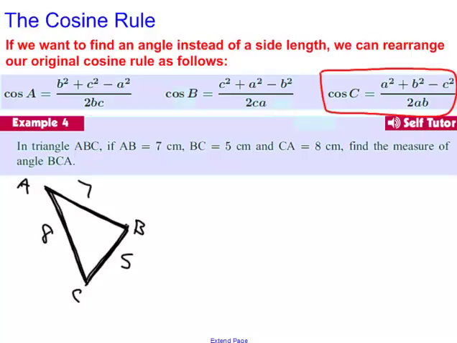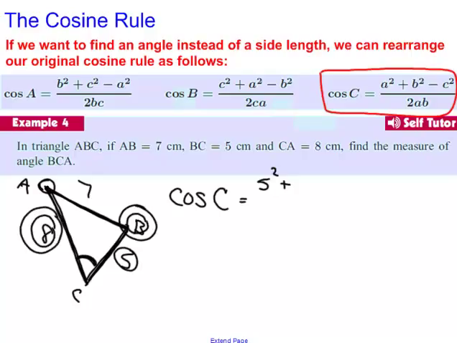So if I know the three sides, we want to find the measure of angle BCA, that would be this angle. We can also name that angle C. Okay? So in this one, we could say the cosine of angle C equals side A. Now side A, if this is angle A, then this would be side A. So 5 squared plus side B. If this is angle B, then this is side B.